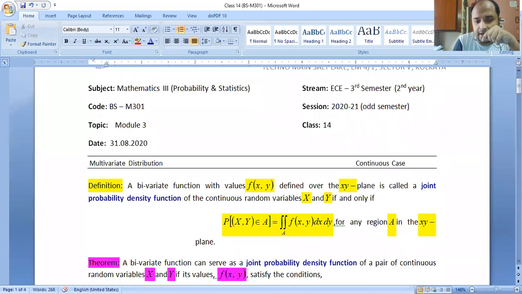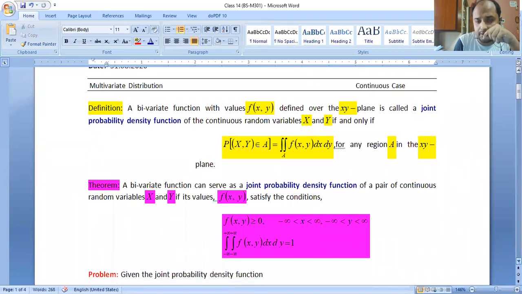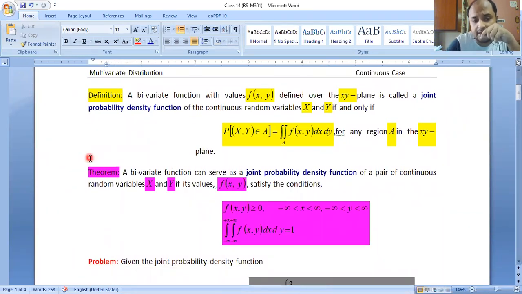Now my next theorem, I have saved the chat. Let us read what it says: a bivariate function can serve as a joint probability density function of a pair of continuous random variables capital X and capital Y if its values f of x comma y satisfy the following conditions. Now think about the univariate case.